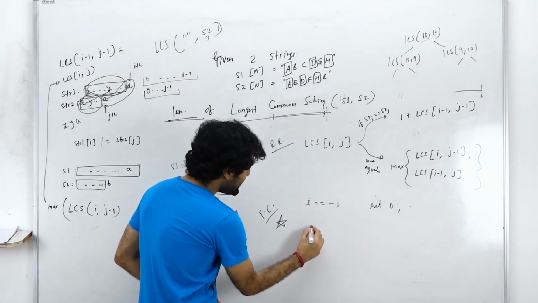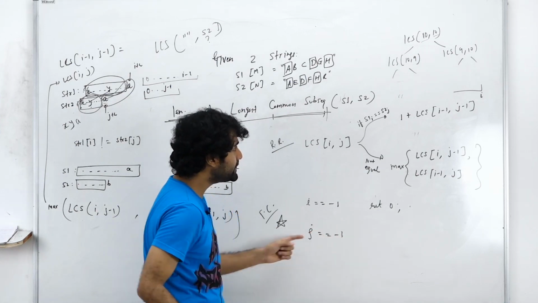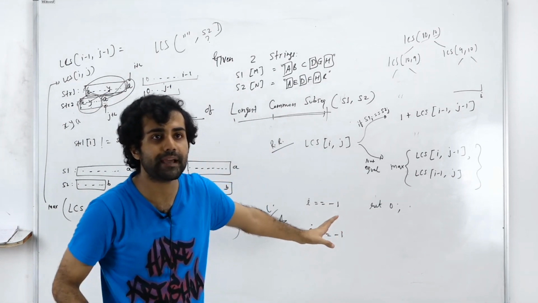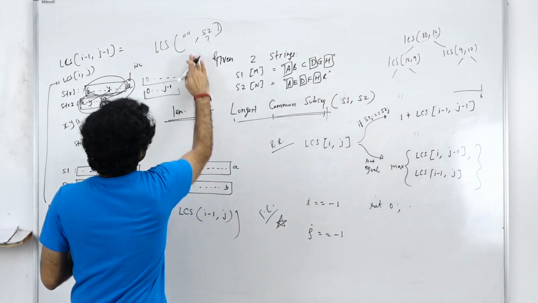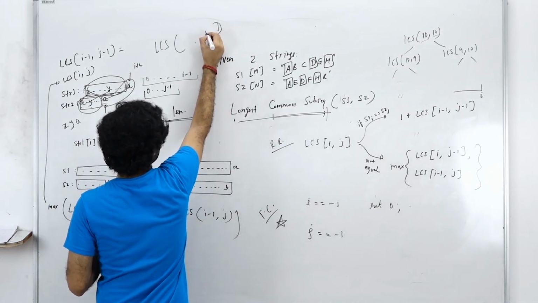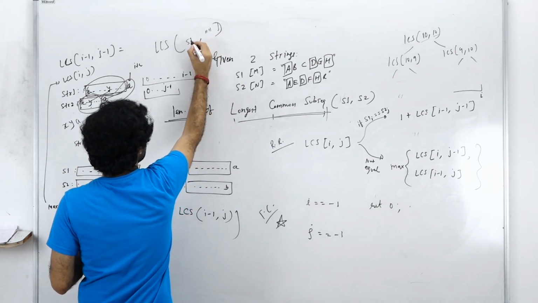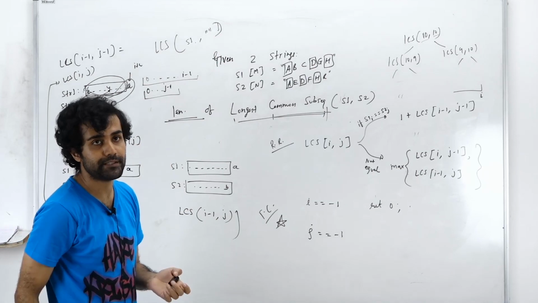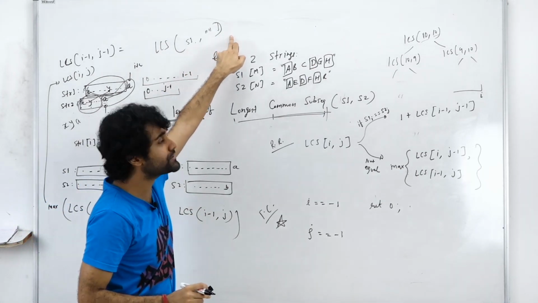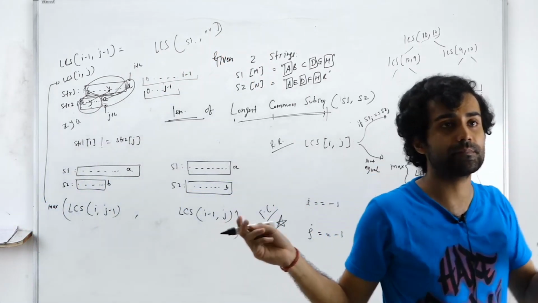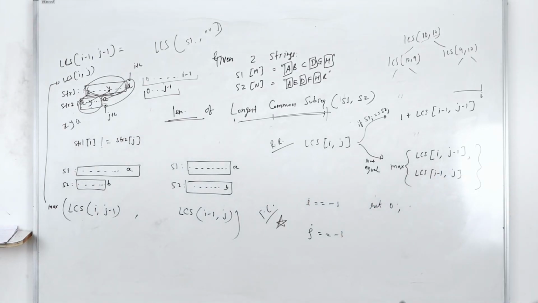Similarly, if my j is equal to -1, then which string is empty? If j is -1, that means my second string for sure is empty. I do not know what my first string is. It can be empty, non-empty, anything. So again, can you tell me what will be the answer over here? What is the length of the longest common subsequence of S1 comma empty? This will also be 0.